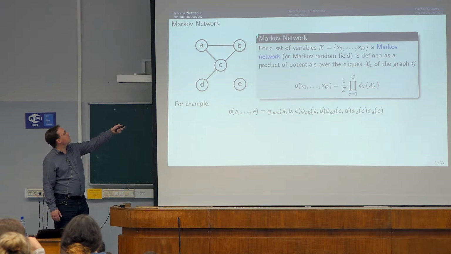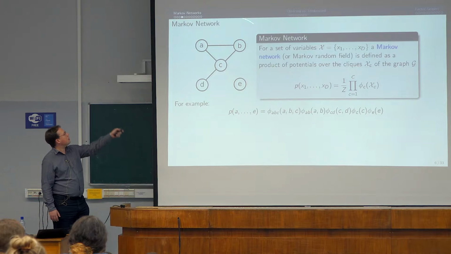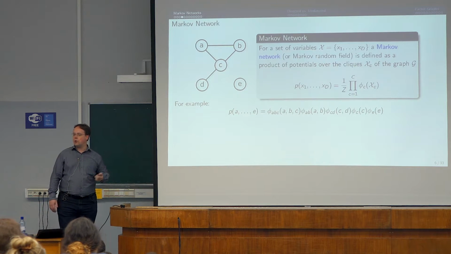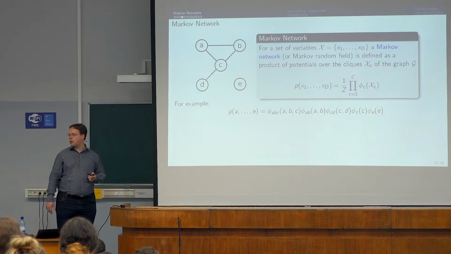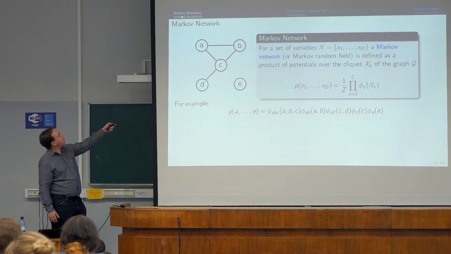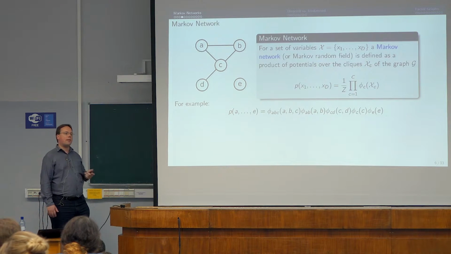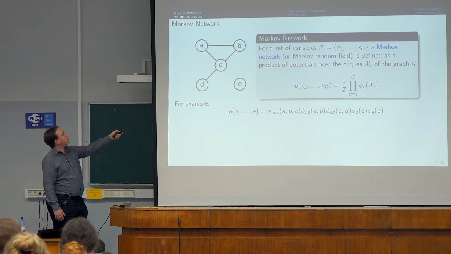AB is a clique, BC is a clique, CE is not a clique because there's a C and an E which are not connected to each other. A, B, C, D, E, all five together are not a clique because there are things in there that are not connected to each other. In fact, every individual node, E itself, is a clique. It's connected to the others, or maybe there are no others. Every individual one here is a clique, if you want.